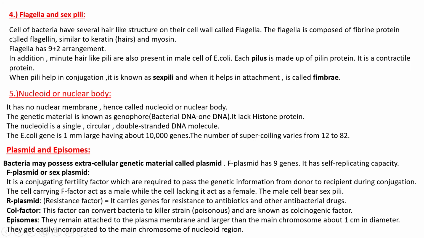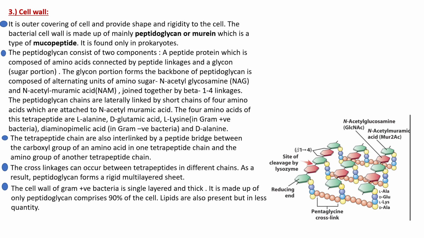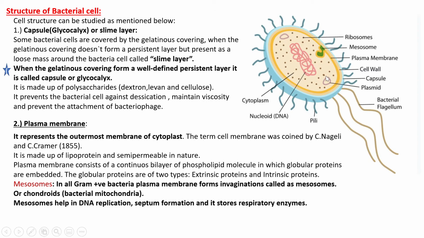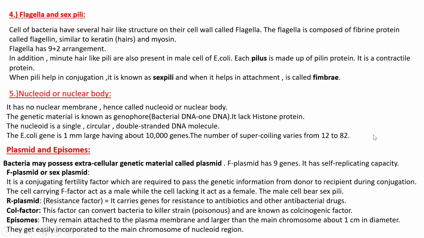Then we will move on to the flagella and what are sex pili. The cell of bacteria has several hair-like structures on its cell wall called flagella. Here we see, this is pili, and this is the flagella. The flagella is composed of fibrous protein called flagellin. The flagellin is similar to keratin in hair and myosin. Flagella has a 9+2 arrangement. This is very important to remember.